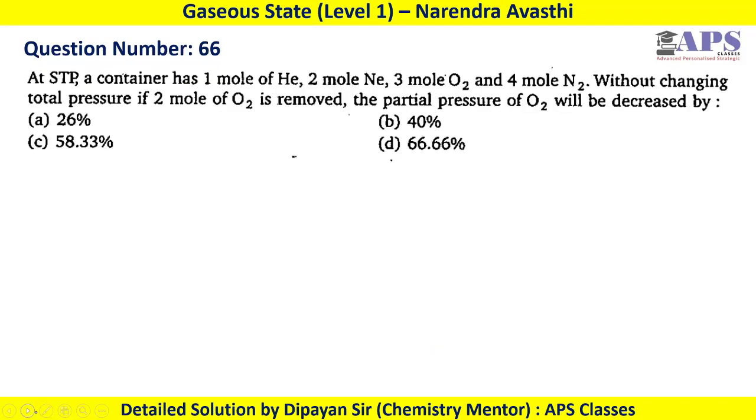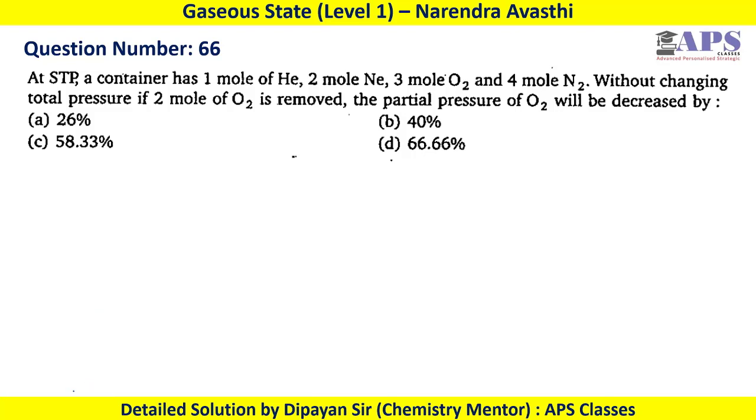In question number 66, at STP a container has 1 mole of helium, 2 moles of neon, 3 moles of O2 and 4 moles of nitrogen. Without changing the total pressure, if 2 moles of oxygen is removed, the partial pressure of O2 will be decreased by.